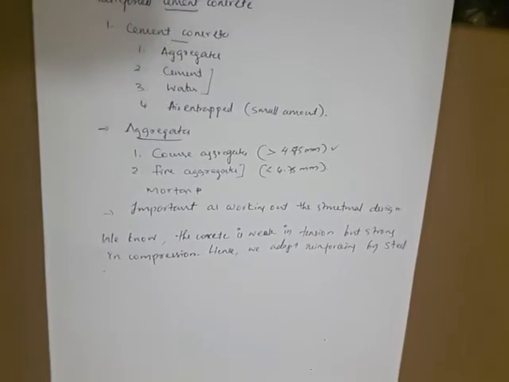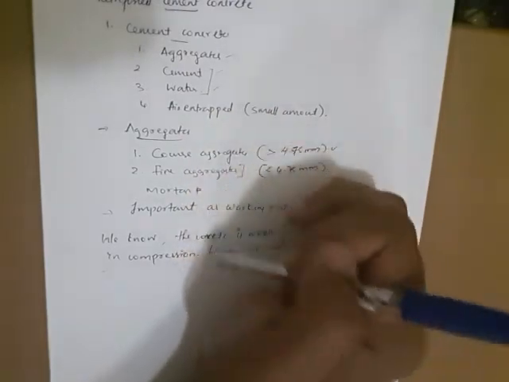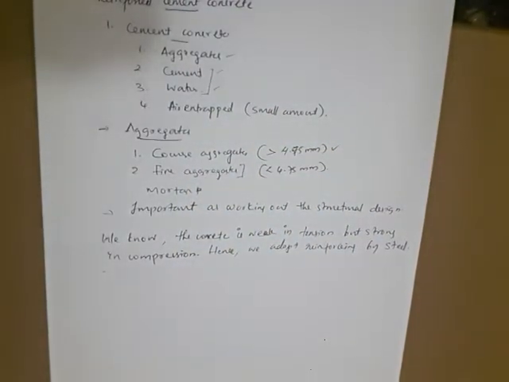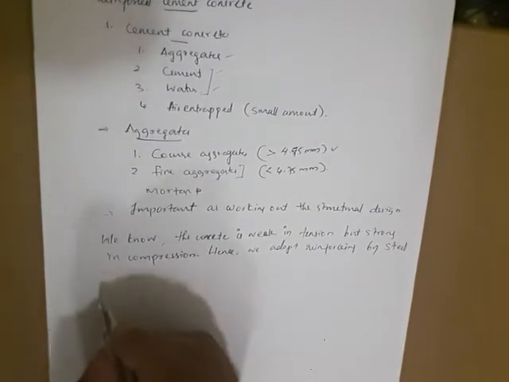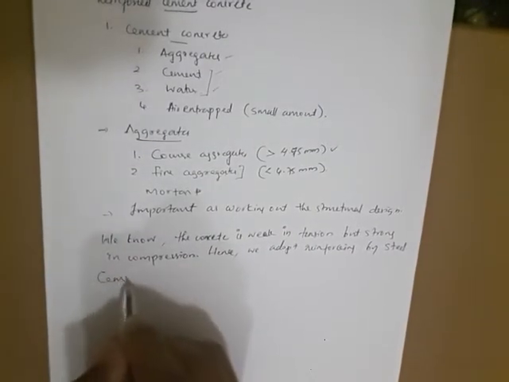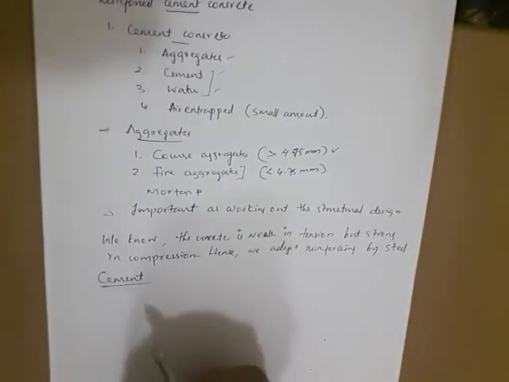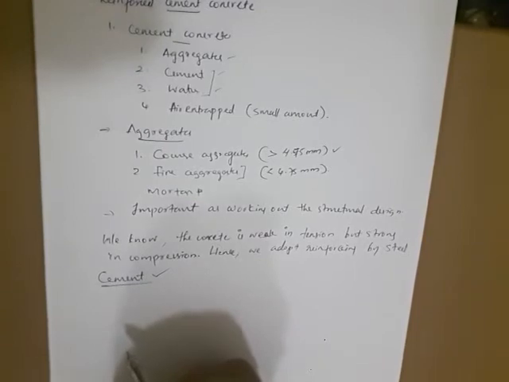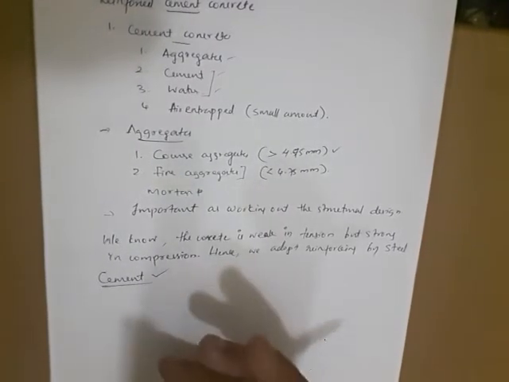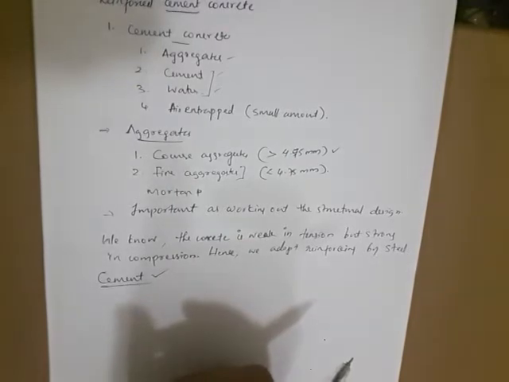Then the next point: the strength of the concrete is governed by the properties of its constituents and their proportion, therefore it is desirable to study the properties of its components. The components are aggregates, cement, water. Now the most important component of the cement concrete is cement. Cement is the binding material between these aggregates.